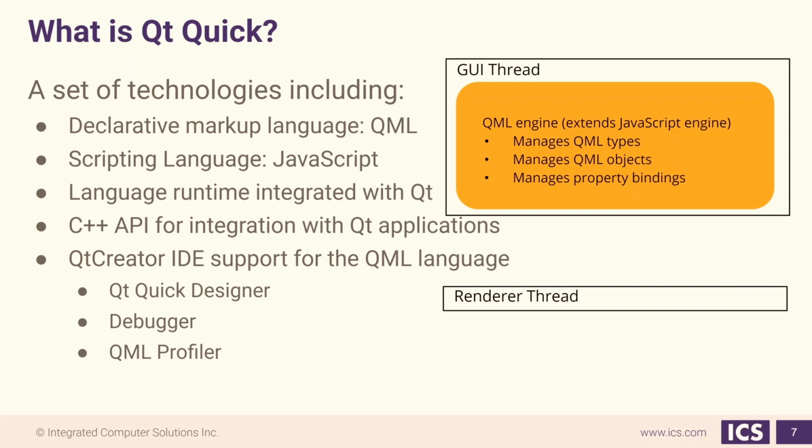Qt Quick is the name for a set of technologies. It includes several parts. We have the Quick Markup Language, a declarative language, often called QML. We have our scripting engine, JavaScript. We have a QML runtime that is inside of Qt. We have a C++ API to integrate with Qt applications. We also have support in many of the tools that are provided by Qt. Qt Creator, for example, has support in the form of code highlighting, a visual designer, debugging, and profiling.